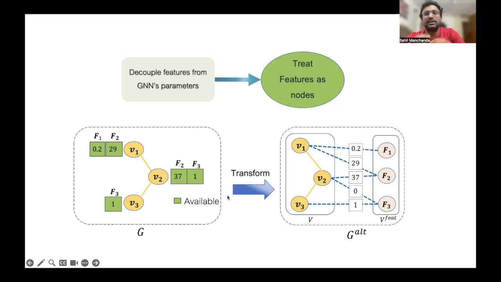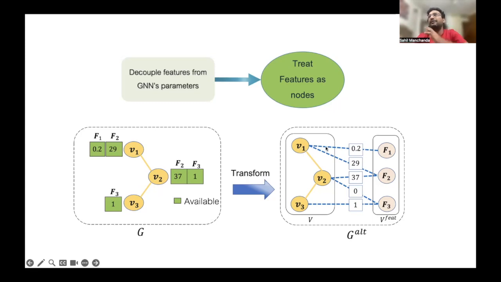Now what we do is a transformation. We make almost like a bipartite graph where we have graph nodes on one side, v1, v2, v3, and the feature nodes on the other side. So what are the feature nodes? Whatever features were available, we make a node out of it. So f1 becomes a node, f2 becomes a node, f3 becomes a node.